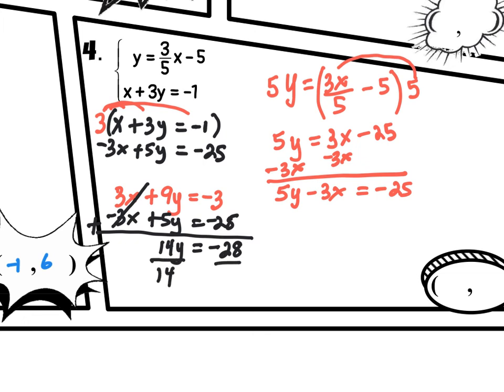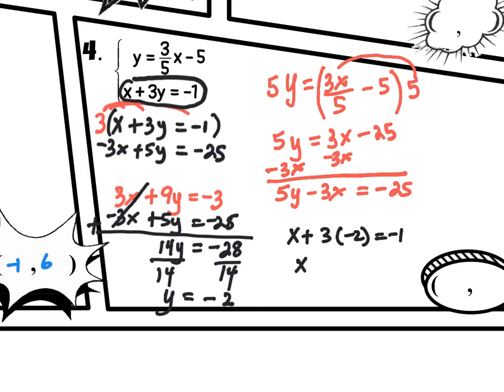Divide by 14. So we know that y equals negative 2. We just have to substitute in one of these equations. I'm going to substitute it into this equation. You could have selected any of them, but I'm going to select that equation. So we have x plus 3 times negative 2 equals negative 1. x minus 6 equals negative 1. You add 6 to both sides. So you have x equals 6 plus negative 1 gives you 5. So the solution to this system is 5, comma, negative 2.